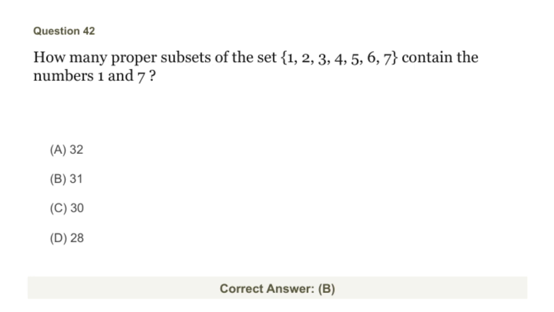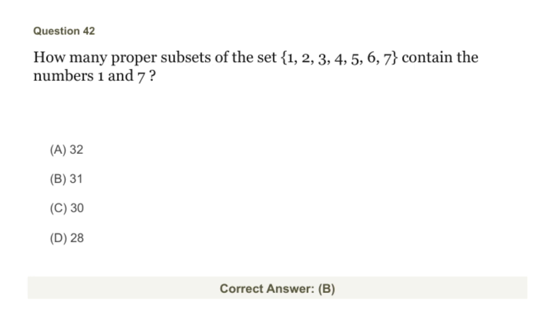But wait, we need to make sure we're counting proper subsets only. Since the entire set containing 1 and 7, along with all other elements, would be the full set itself, which isn't a proper subset, we need to subtract that one case where all elements are included. So, the total number of proper subsets containing both 1 and 7 is 32 minus 1, which equals 31. Therefore, the correct answer is 31, which corresponds to option B. This example highlights how fixing certain elements simplifies the counting process and shows the power of combinatorics in solving such problems.